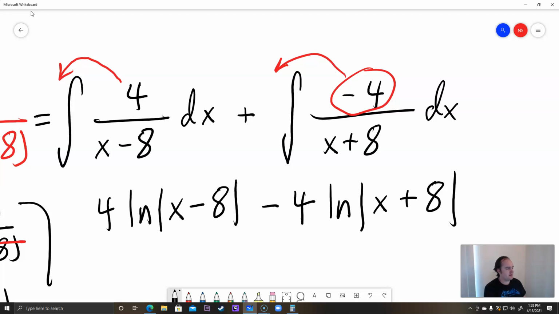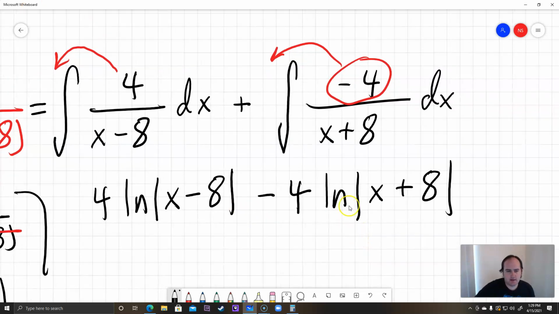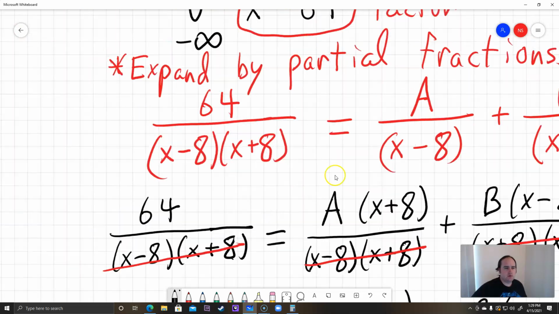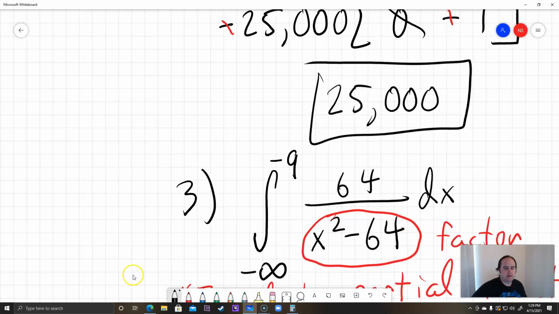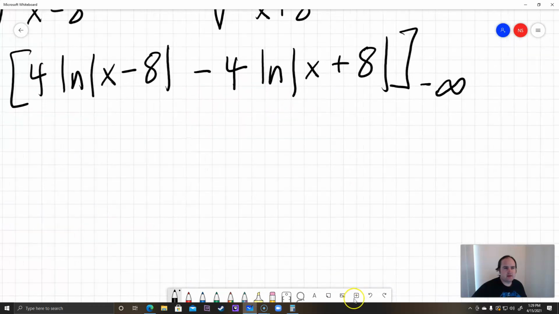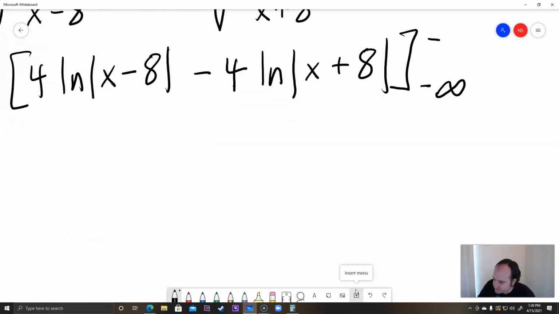So we're just going to go ahead and plug everything in. Remember the original limits of integration here? We're going from negative infinity to negative 9. So x goes from negative infinity to negative 9.